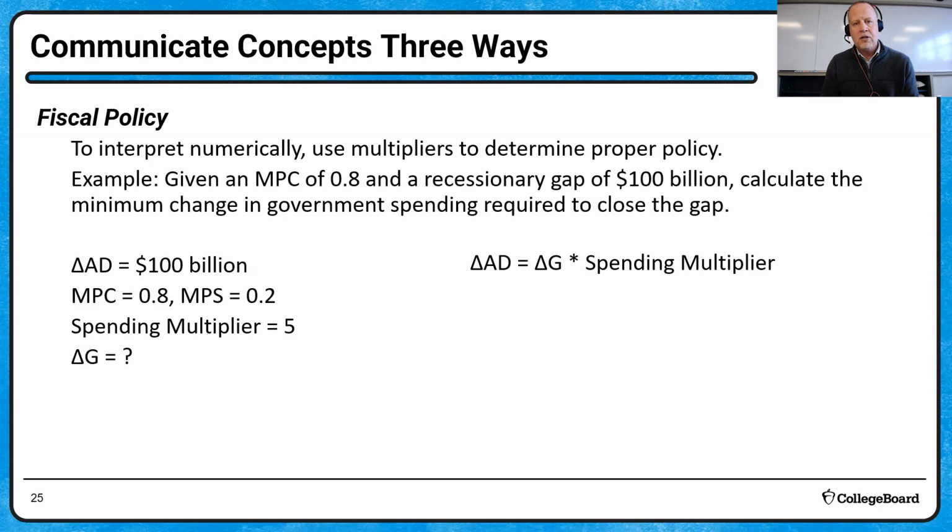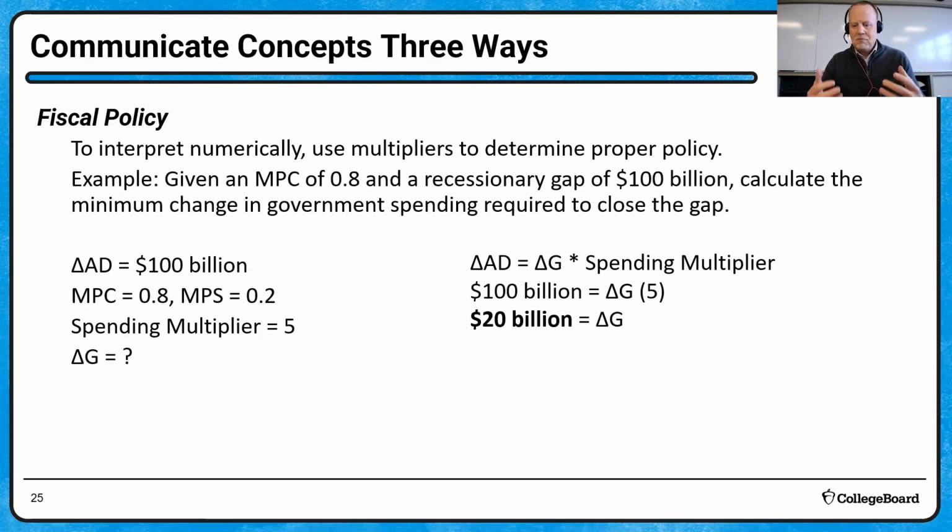You have your data written down. Now plug that into your formula. $100 billion is going to equal the change in government spending times 5. So essentially 5X equals 100. Solve for X, $20 billion. This is expressing fiscal policy in a numerical way. This is putting you in the position of policy advisor.